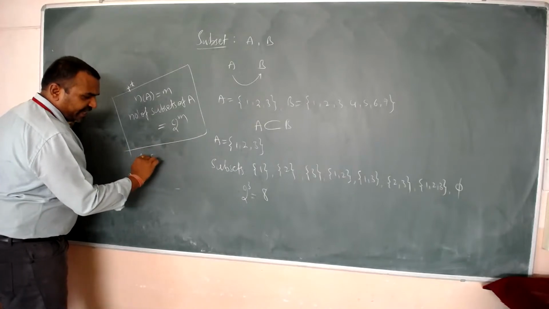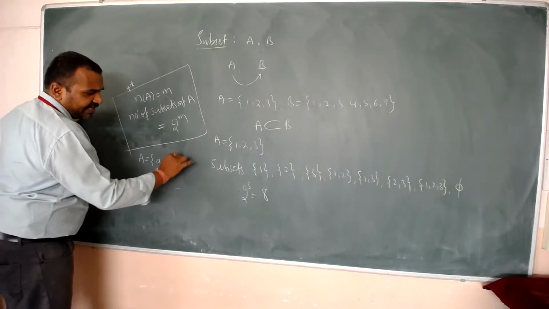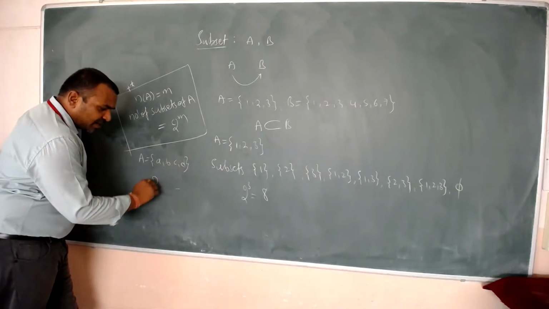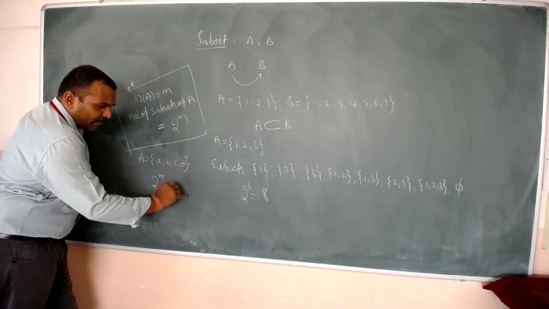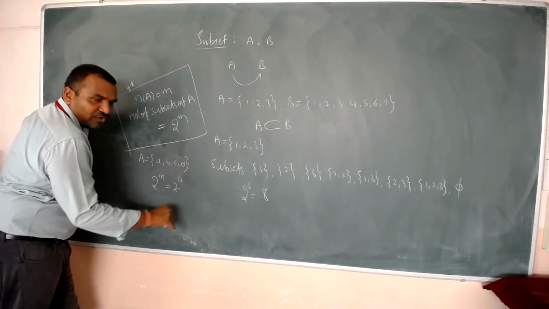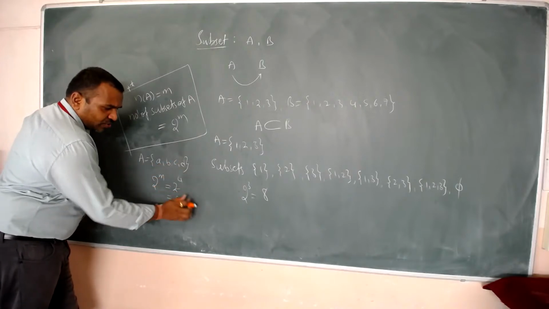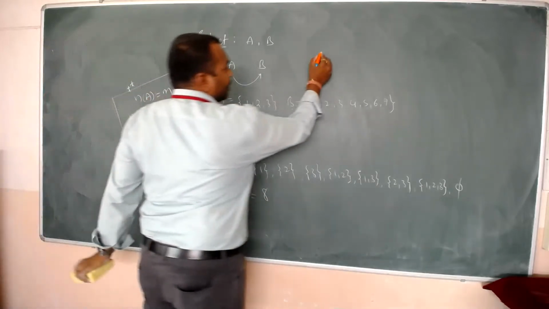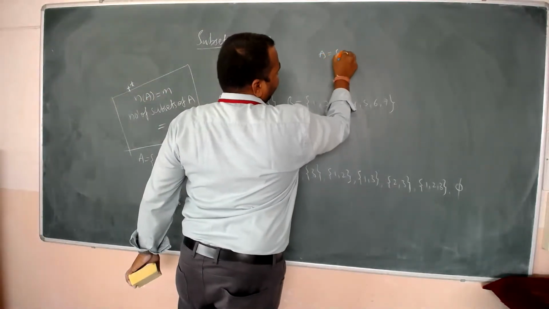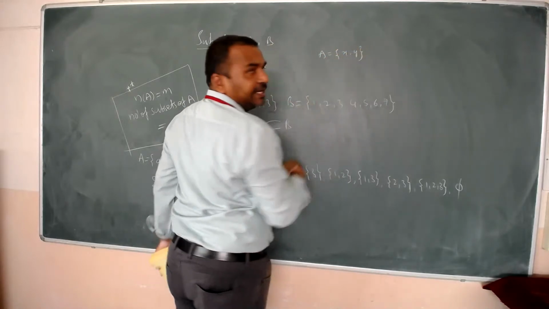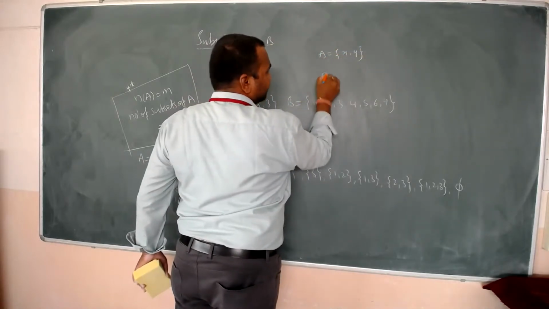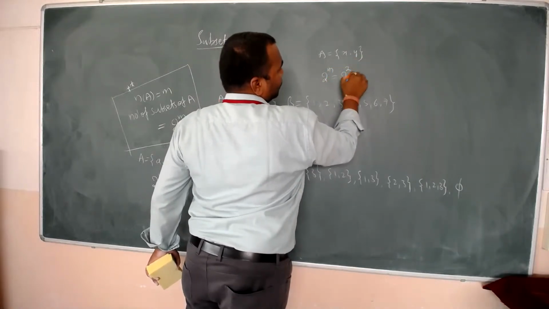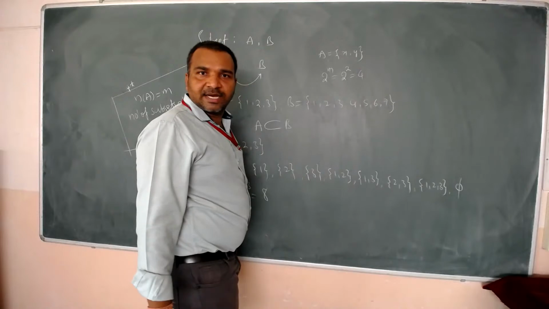Now, I will write one more example. I'm taking {a, b, c, d}. 4 elements are there. What is the number of subsets? 2 power m, where m is the number of elements. 4 elements are there, so the answer is 2 power 4, 16. Okay. Now A is equal to {x, y}. Only 2 elements. So how many subsets? 2 power 2, that is 4.